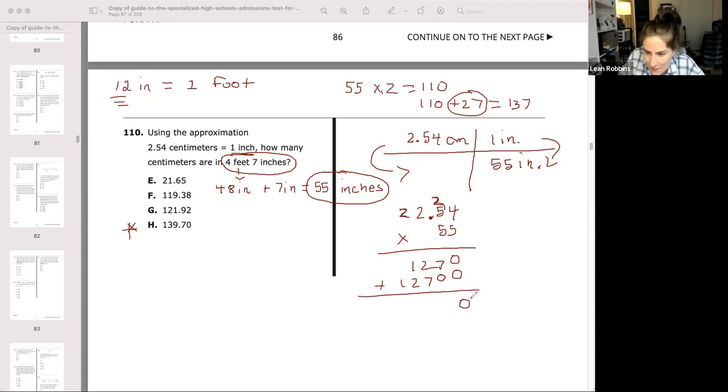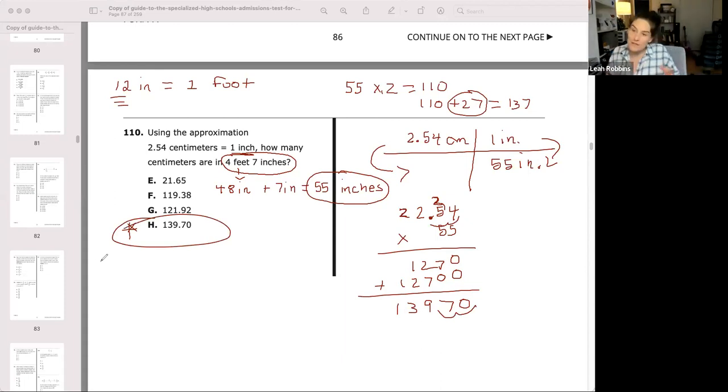So lining these up, 0, 7, 9, 3, 1, and then 2 decimal places, bam. This was our approximation, which is great. It worked out. Just another way to double check there.